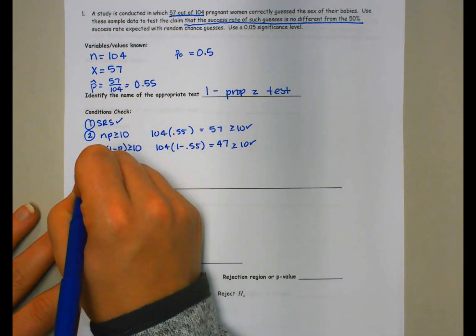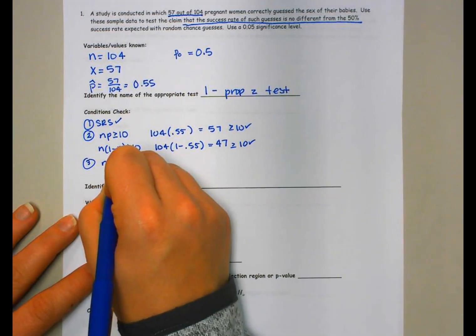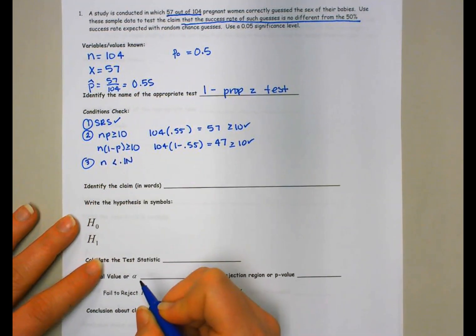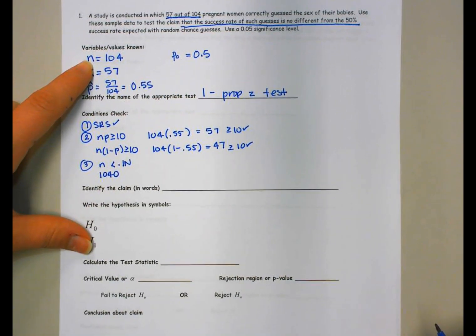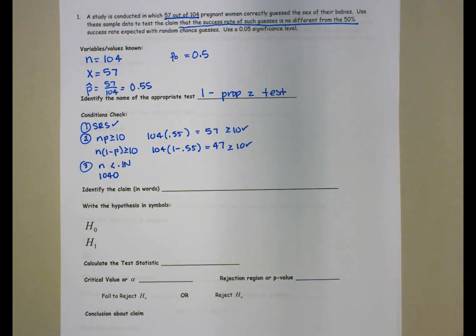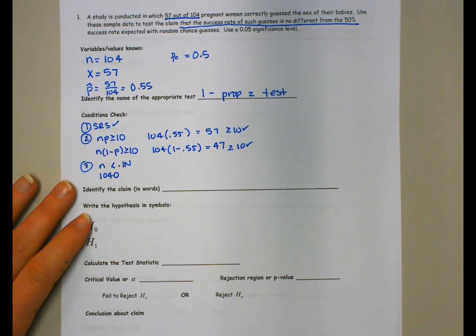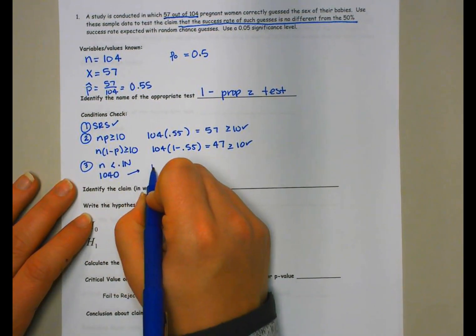and that tells me that my sample size is good. And then if I look here, my last condition is just to test for independence. So if I take my N value and I add a 0 to it, it is reasonable to assume that there have been more than 1,040 pregnant women.